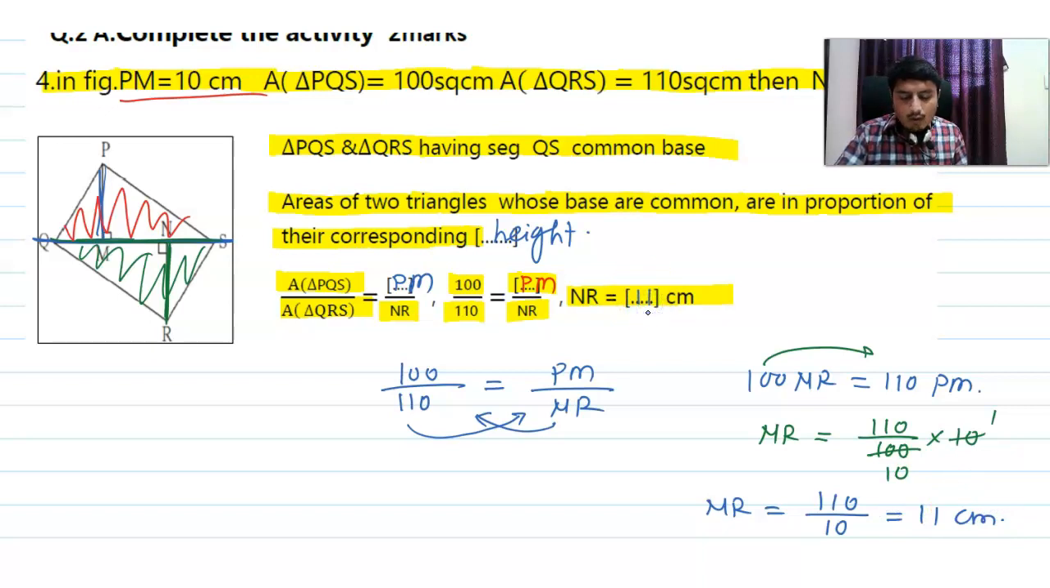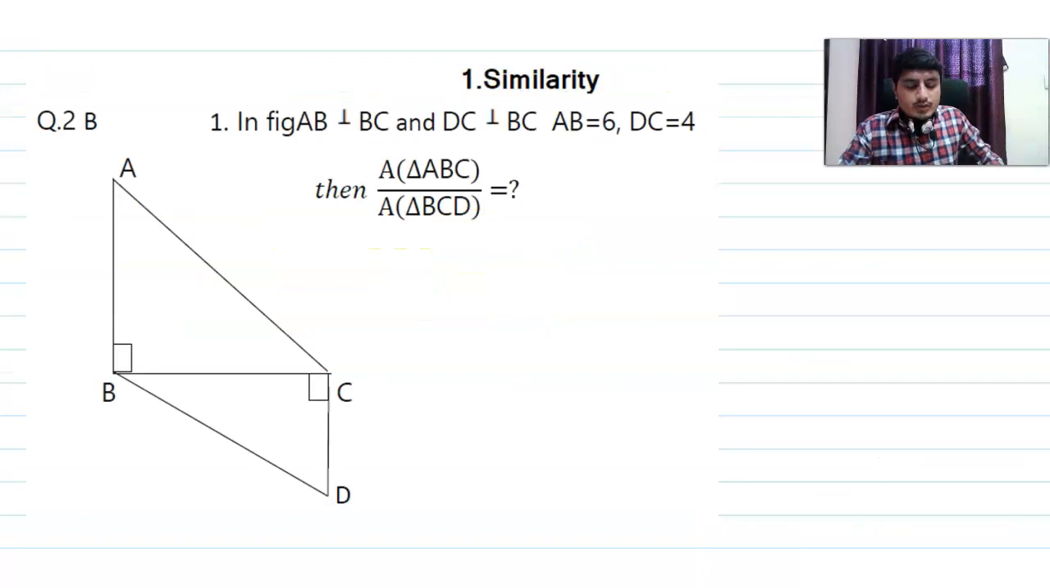Hence we have all four activities given in the question bank, question 2A. Now look at question number 2B. We have a 2-mark question. The first question is: in the figure AB is perpendicular to BC and DC is perpendicular to BC. AB equals 6, DC equals 4. Then we have to evaluate area of triangle ABC divided by area of triangle BCD.